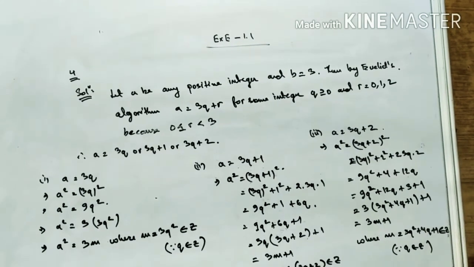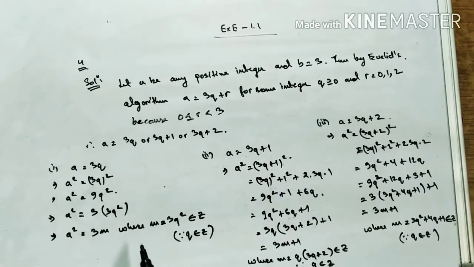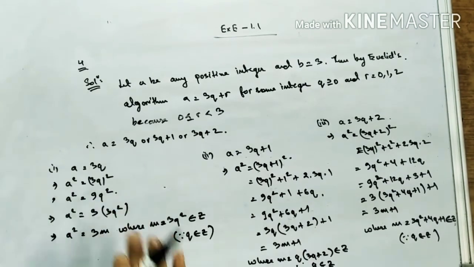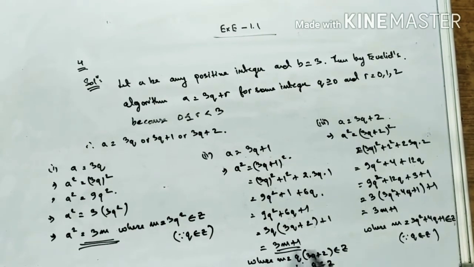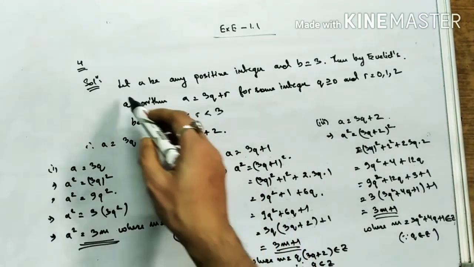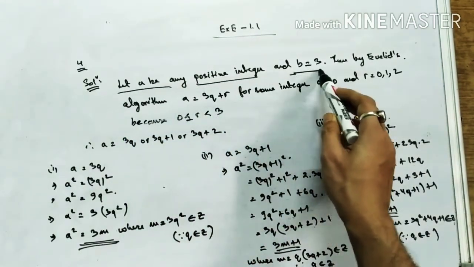I can say, after that, the last line. In the last line you see the question, it is saying that the square of any positive integer can be expressed in the form of 3m or 3m plus 1. Understand? So therefore let a be any positive integer and b is equal to 3.